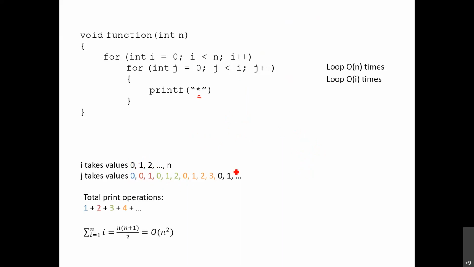So what's the total print operations? It's going to be 1 plus 2 plus 3 plus 4, and so on. Depending on what the value of i is, that's how many times we print. When i is 1, we print once. When i is 2, we print twice, and so on. It's like you're summing from 1 to n. n times n plus 1 over 2, that's just O of n squared. So the complexity is O of n squared.